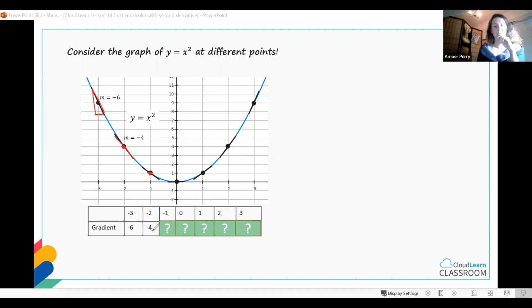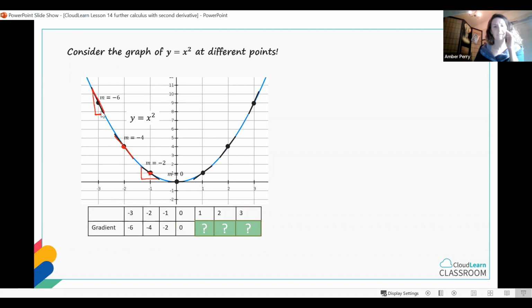So at this point, it's -4. At this point here, the gradient is, sorry, -2. Apologies. Here, the tangent is horizontal, so that means it has 0 gradient. So its gradient is 0.